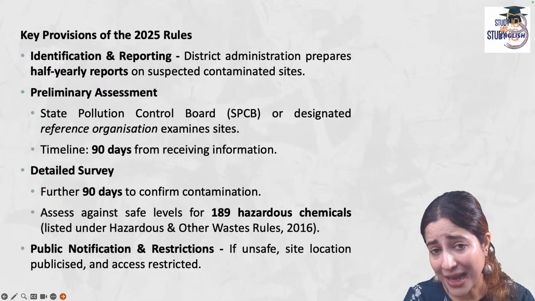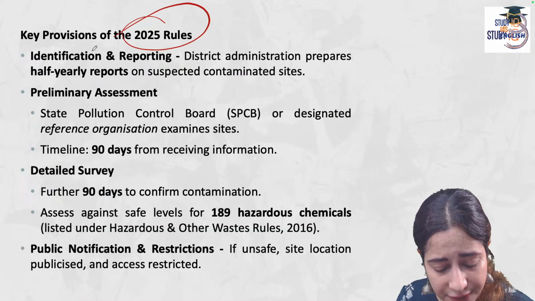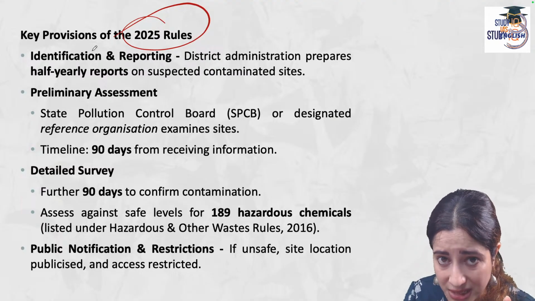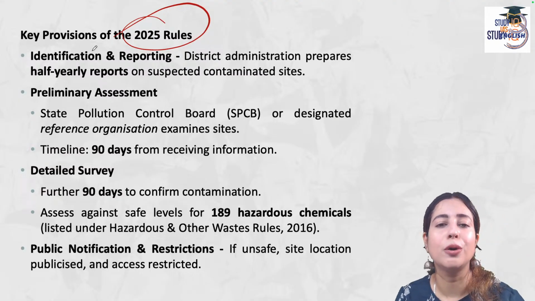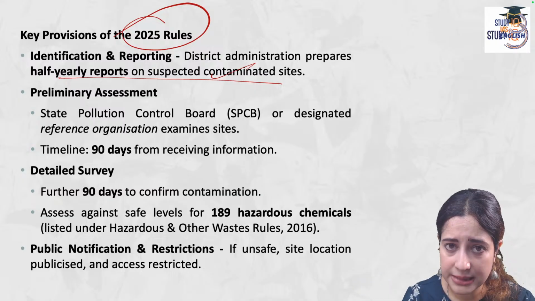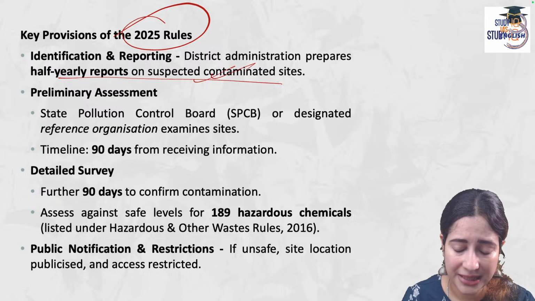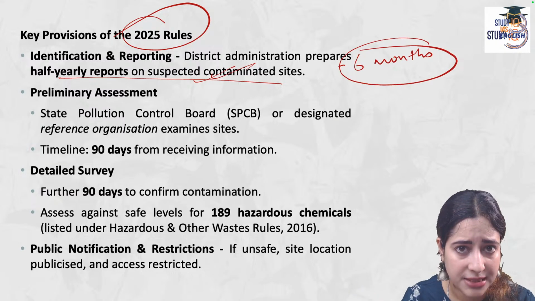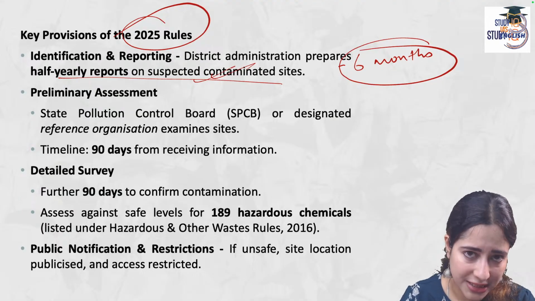And hence today, as per the new 2025 rules, the government says proper identification and reporting has to be done of all the sites where contamination is still there, which have not been cleaned, where the company owners have run away long back. We need a list of that. Either proven contaminated sites or suspected contaminated sites, on a half yearly basis. Every 6 months, we need a report to be submitted by the investigating panel to the Ministry of Environment, Forest and Climate Change.